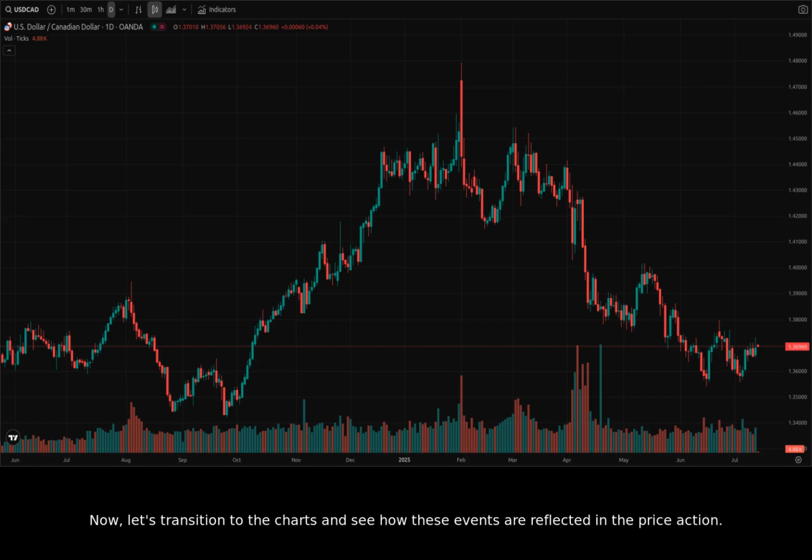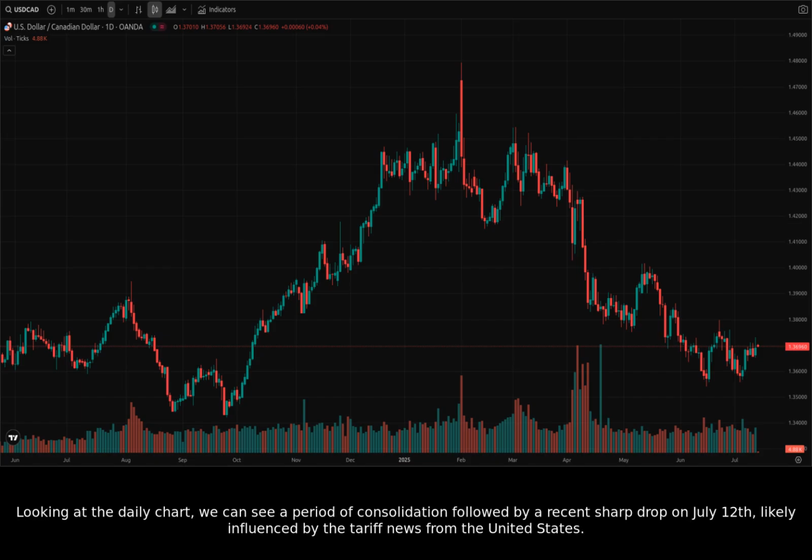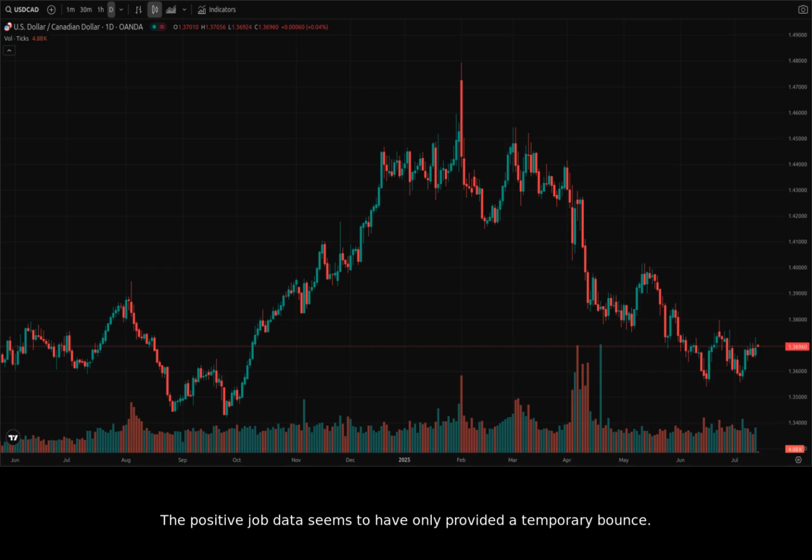Now, let's transition to the charts and see how these events are reflected in the price action. Looking at the daily chart, we can see a period of consolidation followed by a recent sharp drop on July 12th, likely influenced by the tariff news from the United States. The positive job data seems to have only provided a temporary bounce.